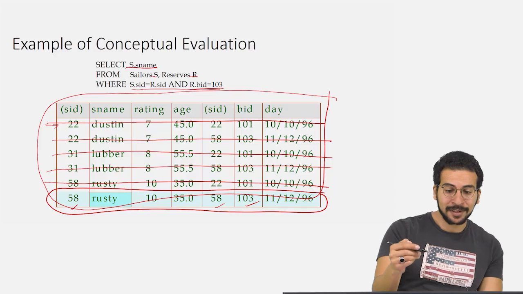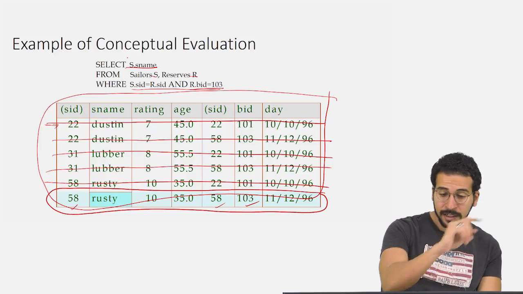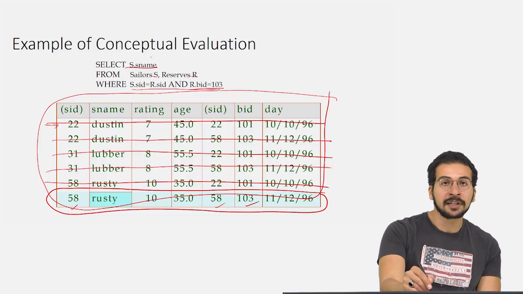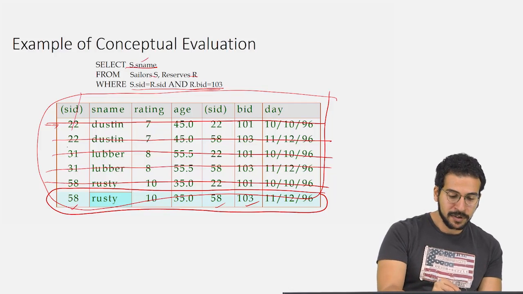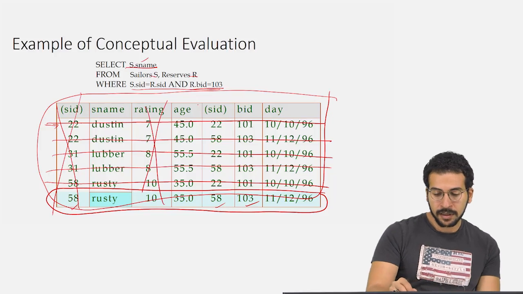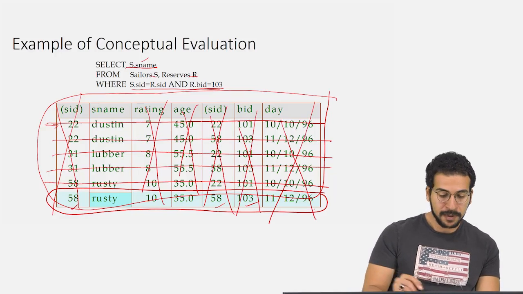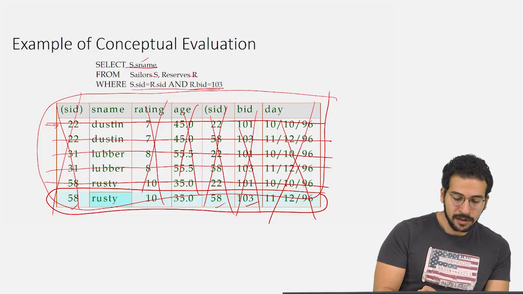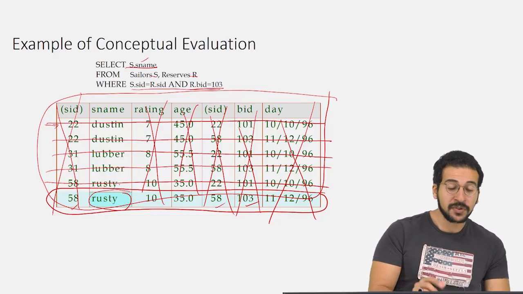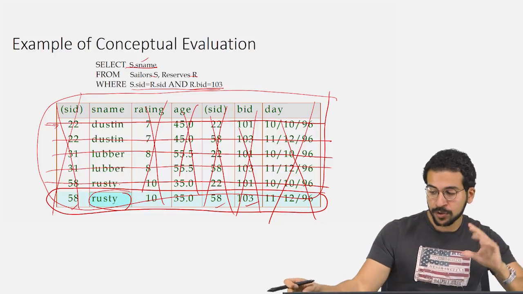The next step in the query evaluation is to filter out attributes that do not appear in the target list, which is in the select clause. The only thing that appears in the target list is sname, so this means we filter out all the other attributes except for sname. And this will leave us with the final result of the query: sname rusty. So this is the result of the query, the answer that will be returned to the user.